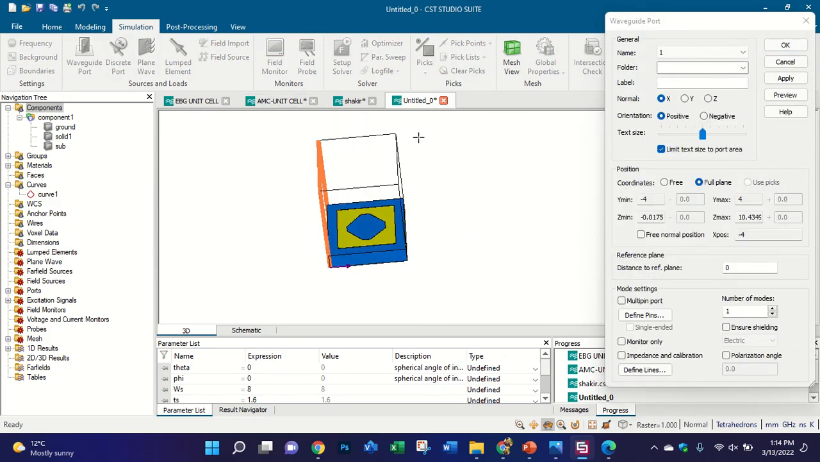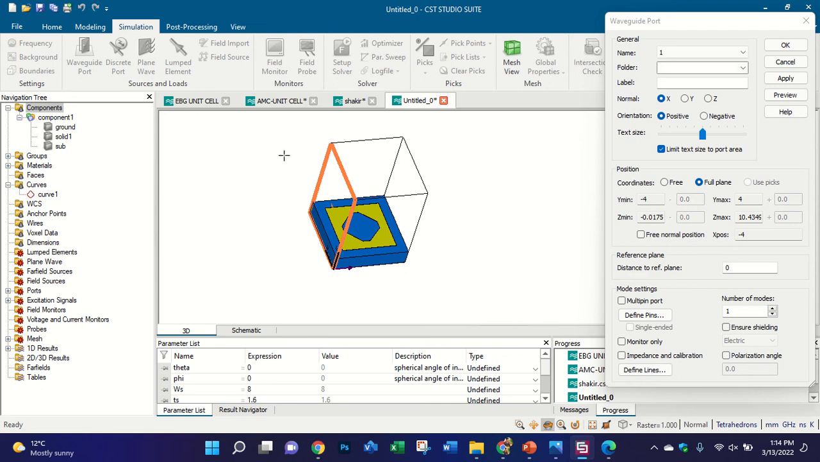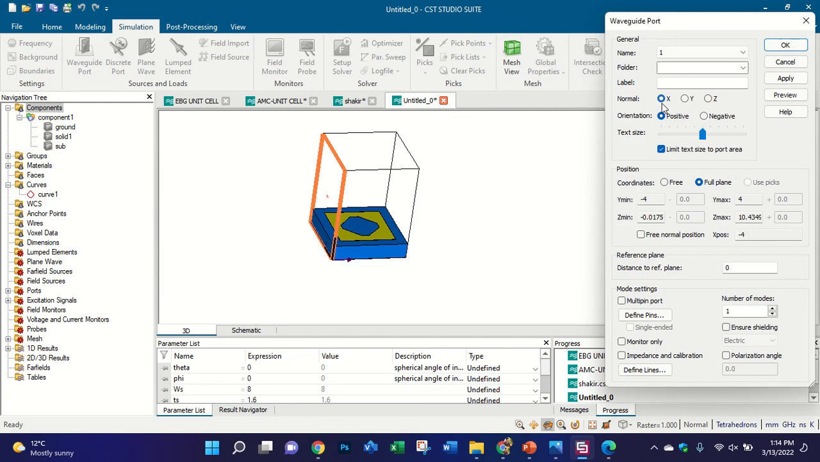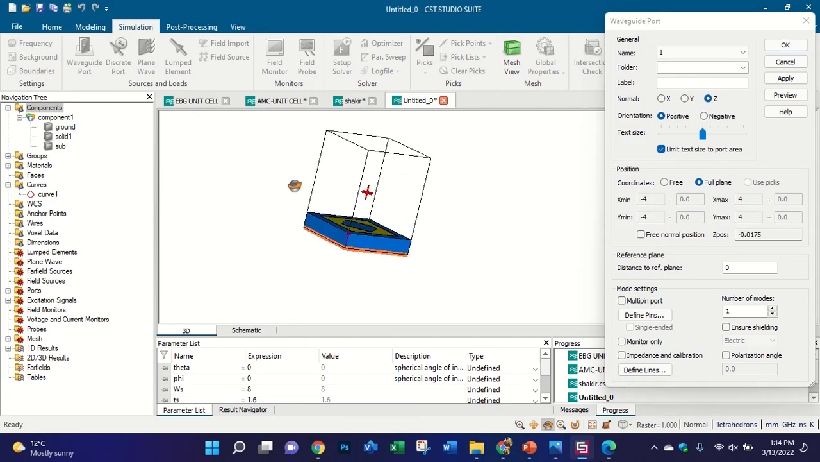Okay, so we have a port here. We can change the direction of the port. Like we have x, y, z plane. Like this one, we have x plane. This one, we have y plane. And we have z plane.